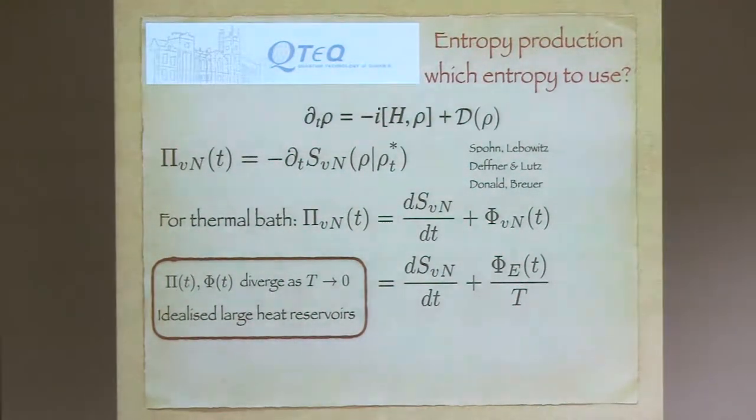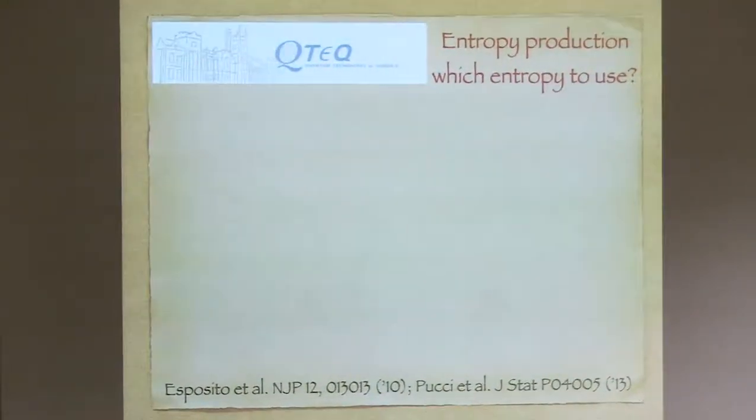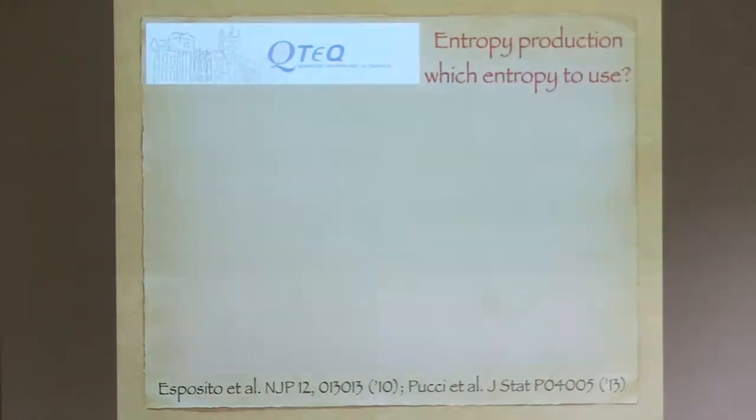But yet, this divergence pinpoints a problem, at least in this formulation of entropy production. There have been quite a few attempts at fixing this problem by recasting the way we quantify entropy production. And among them, the one that I like a lot is the one by Esposito, Massimiliano Esposito in Luxembourg.